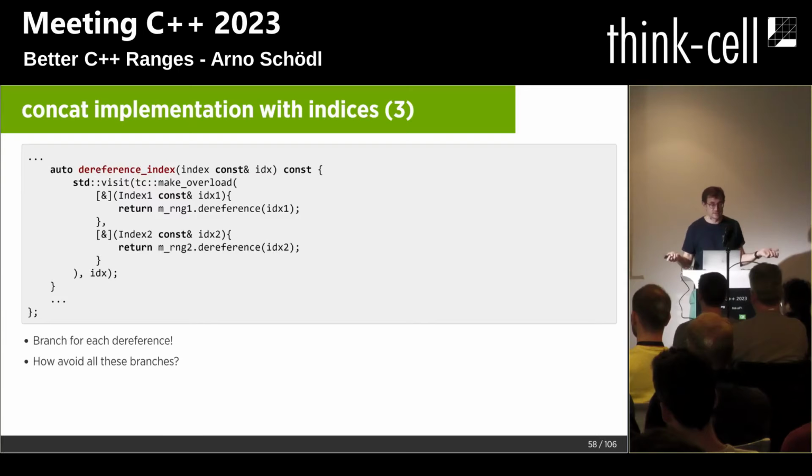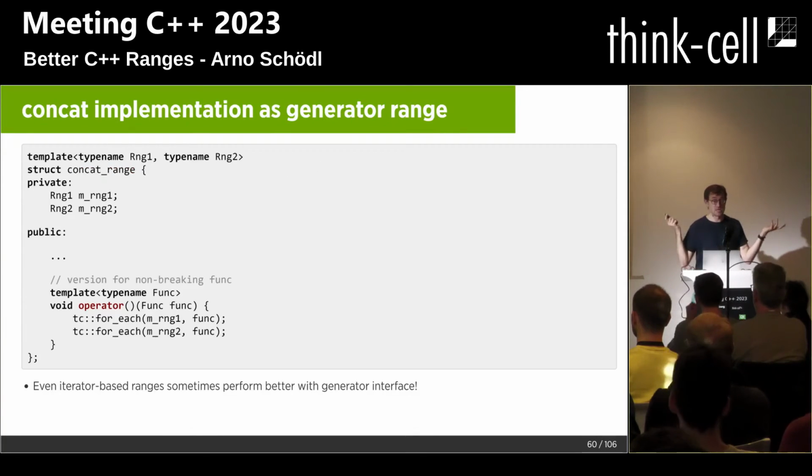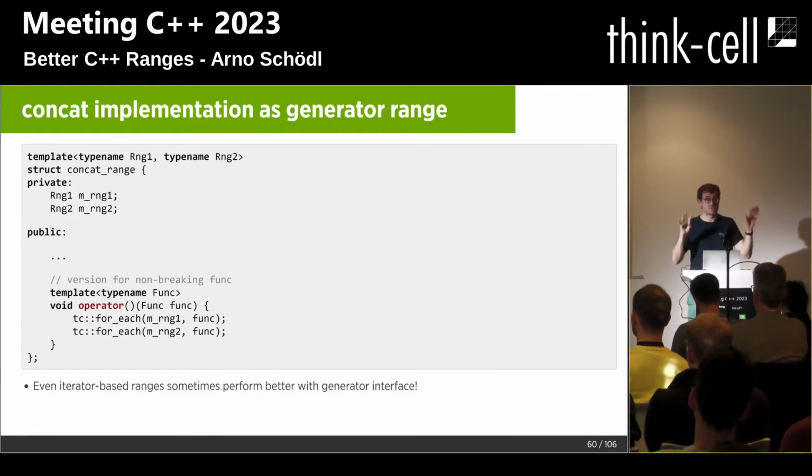How do we avoid this? Well, it's easy. For generators, for internal iteration, it's so simple. We just write two for eaches. We just iterate over one. When we're done with that, we iterate over the other. We don't lose any performance. Much better, much easier. No branches at all.